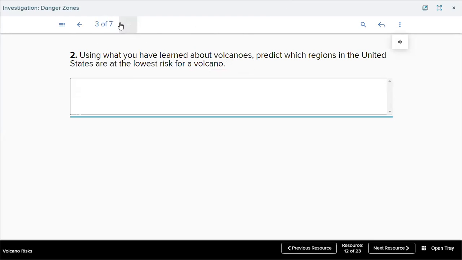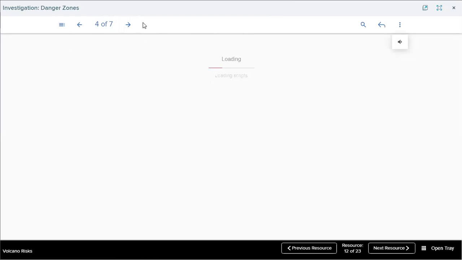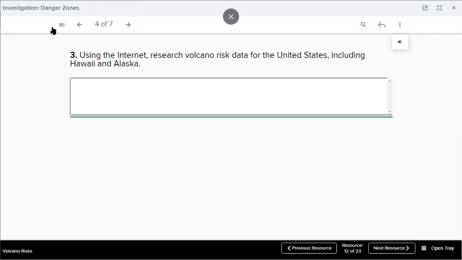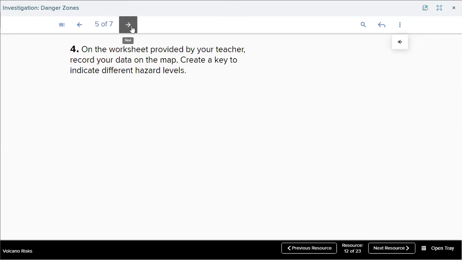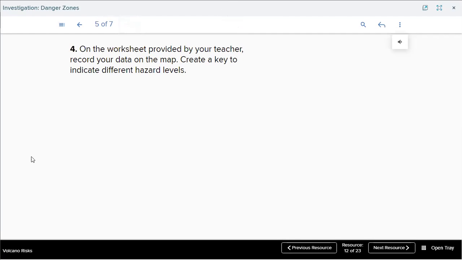After that, use the internet to research volcano risk data for the United States, including Hawaii and Alaska. On one of the worksheets provided by your teacher, record your data on the map. Create a key to indicate different hazard levels.